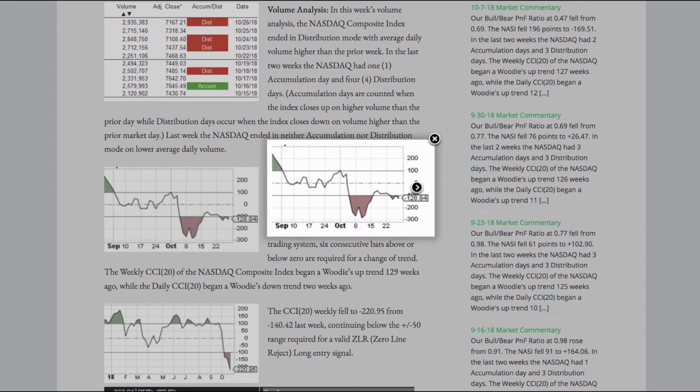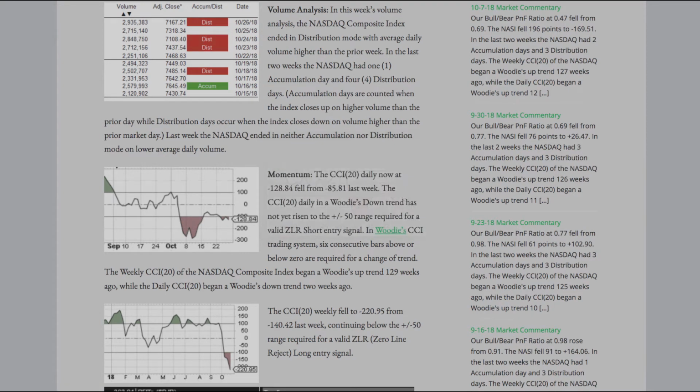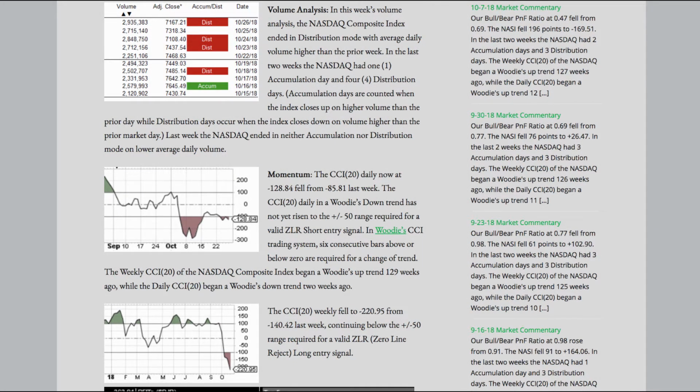Momentum. The CCI 20 daily, now at a negative 128.84, fell from a negative 85.81 last week. The CCI 20 daily, in a Woody's downtrend, has not yet risen to the plus or minus 50 range required for a valid zero-line reject short entry signal. In Woody's CCI trading system, 6 consecutive bars above or below zero are required for a change of trend.